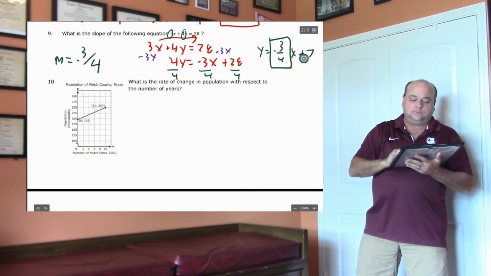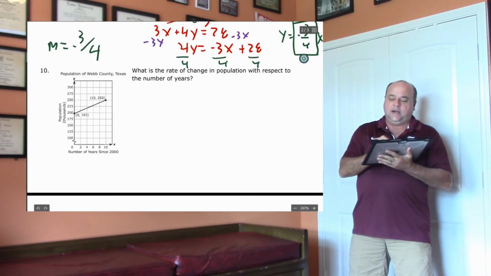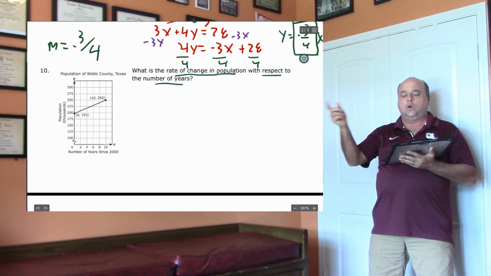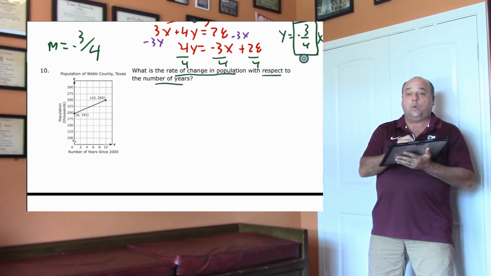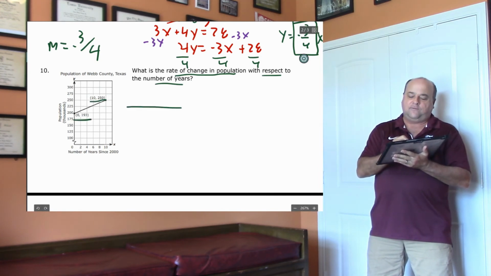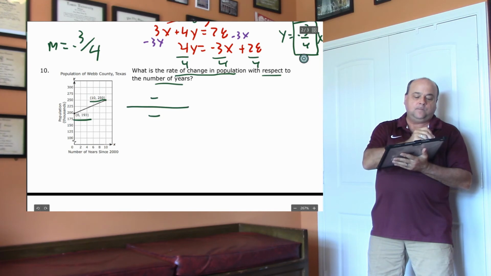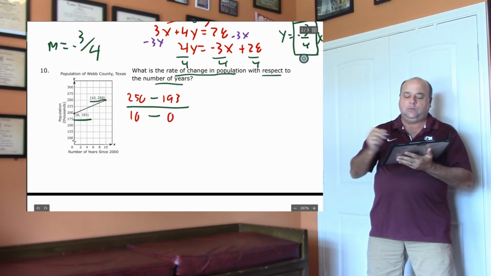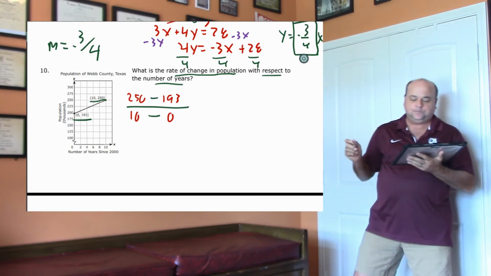Number 10, okay? What is the rate of change in population with respect to the number of years? Okay, so our rate of change, well, remember, it's going to be y minus y. We need these 2 points over x minus x. So draw a fraction bar, minus minus. And let's put 250 over 193, and then 10 minus 0. So we're going to get a decimal here.